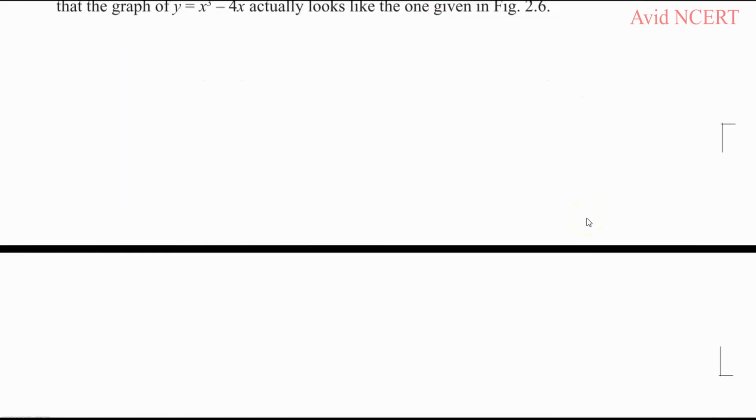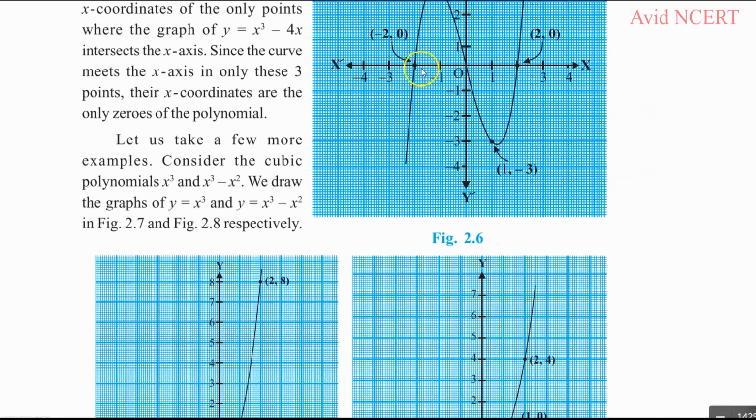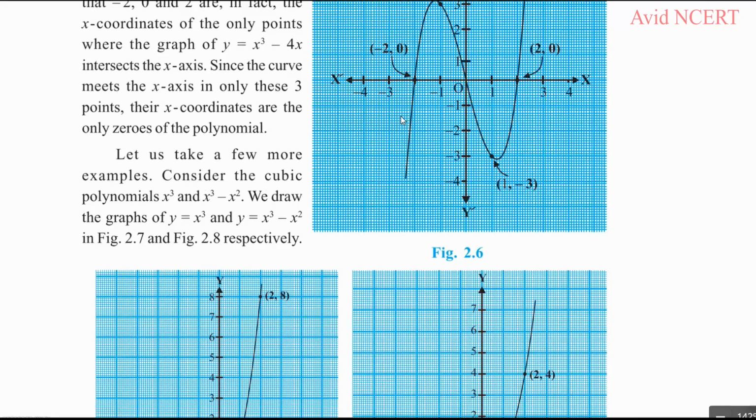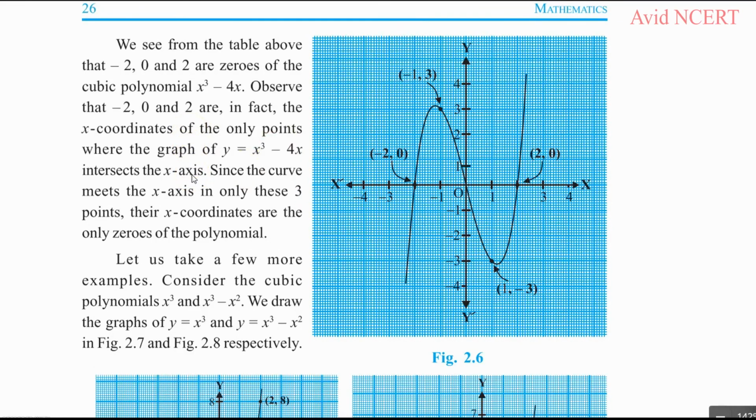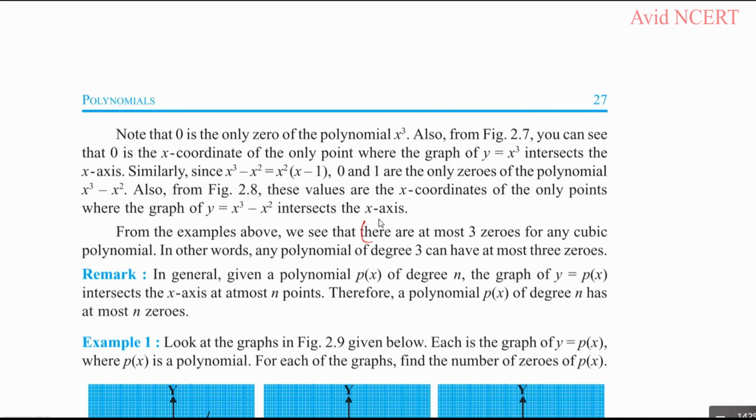Quadratic polynomial can either have two distinct zeros or two equal zeros or no zero. Now for the cubic polynomial, these are the graphs of cubic polynomial. When you see this, there are 3 points on the x-axis which has 3 zeros. Highest degree of this variable is cube, then it has 3 points on the x-axis. There are at most 3 zeros for any cubic polynomial. For quadratic, at most 2 zeros.